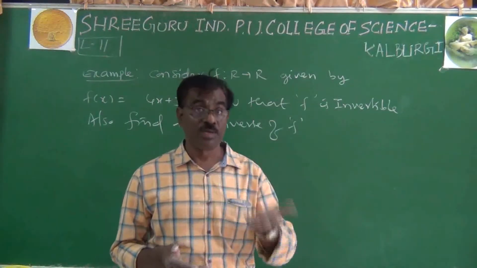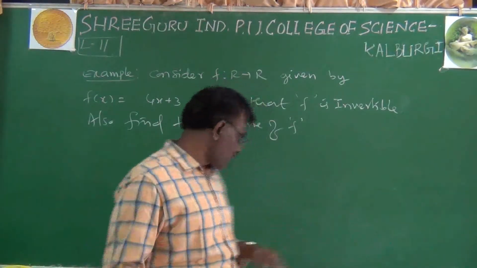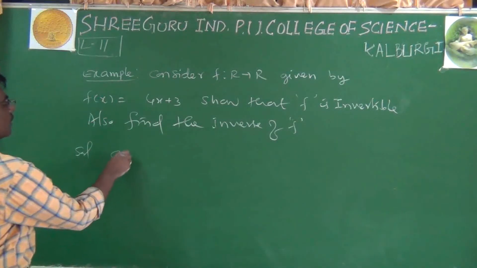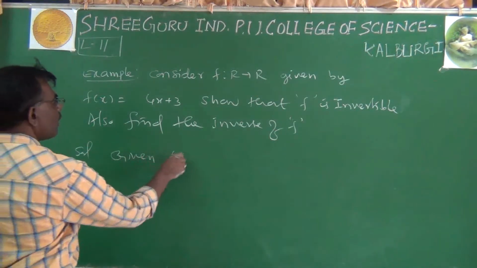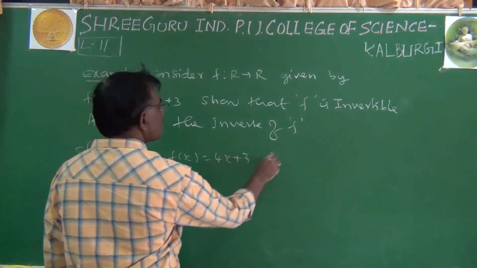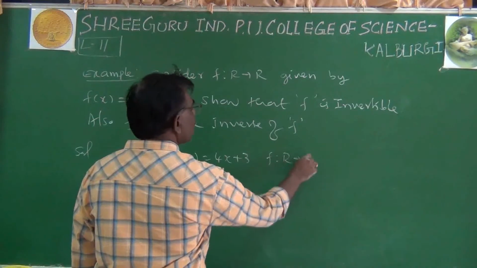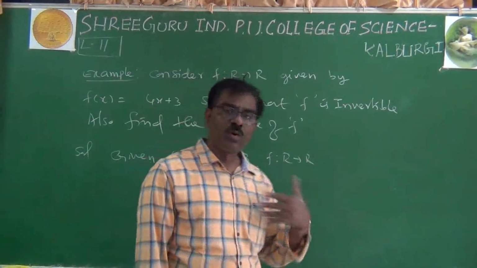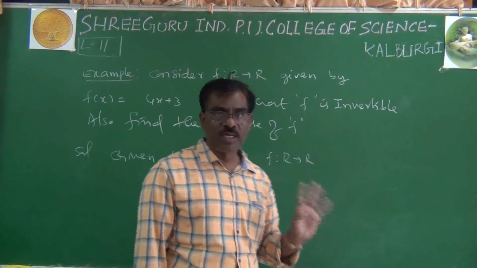Some students find the second method easy, so it is convenient. But now I will start with the first method. What is given? Given f of x is equal to 4x plus 3. Be careful: f is from R to R. Even here, the domain and codomain are real numbers only.